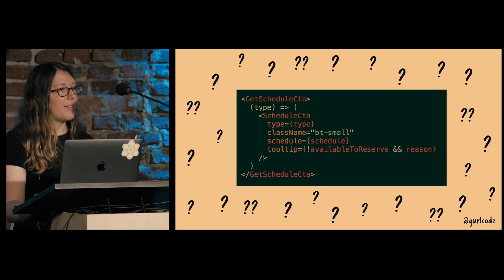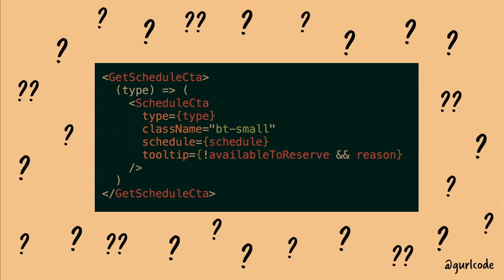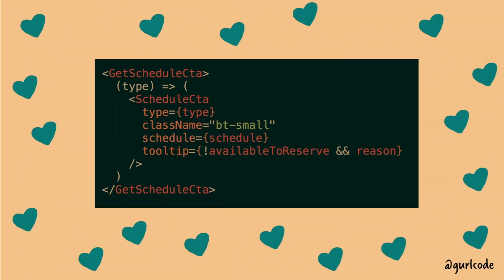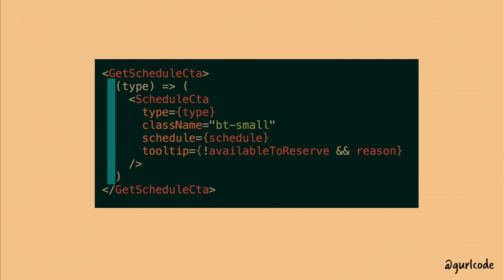And don't panic if this isn't immediately clear to you. I think the first time I saw this pattern, I really didn't know what was going on. And then once I figured it out, I fell in love. So what's happening here? This is a function that we pass as the children to get schedule CTA. It's going to expect a type, and it's going to pass that type to the schedule CTA.